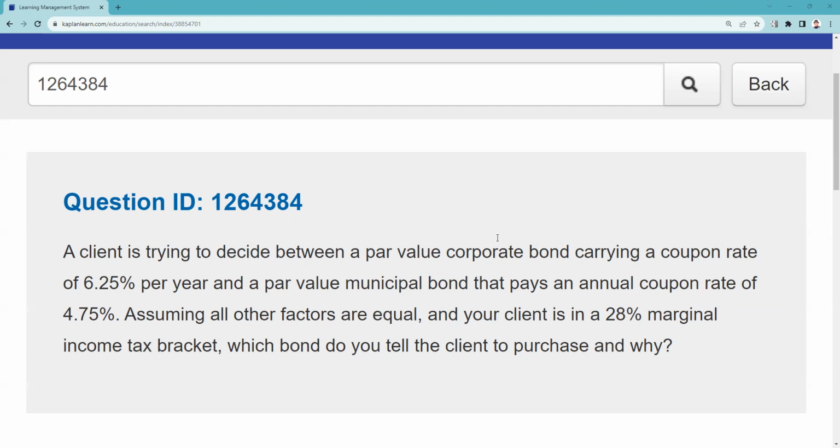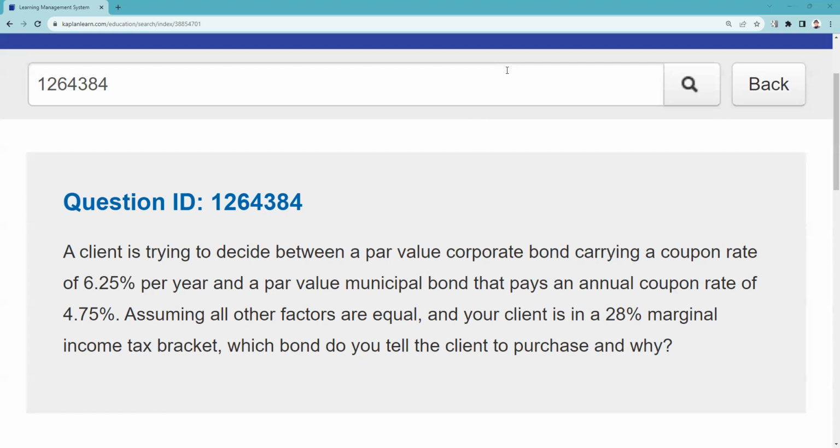This is Kaplan QID 1264384. A client is trying to decide between a corporate bond carrying a coupon of 6.25 and a par value municipal bond having a coupon of 4.75. Assuming all other factors are equal and your client's in a 28% marginal tax bracket, what bond should you tell the client to purchase and why?